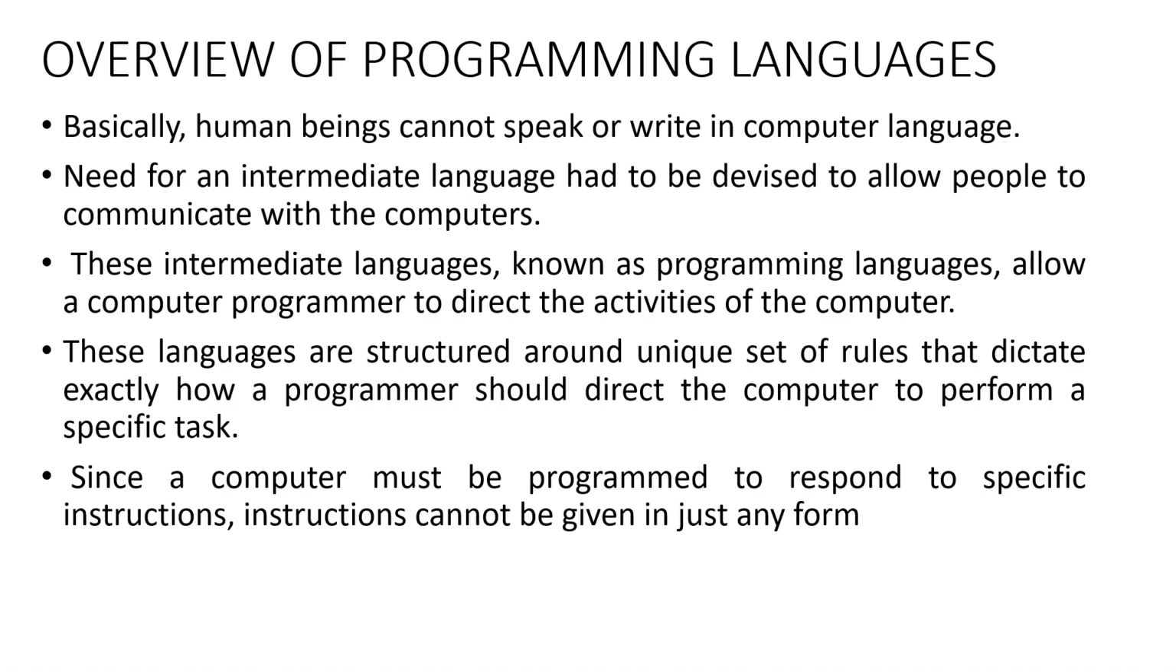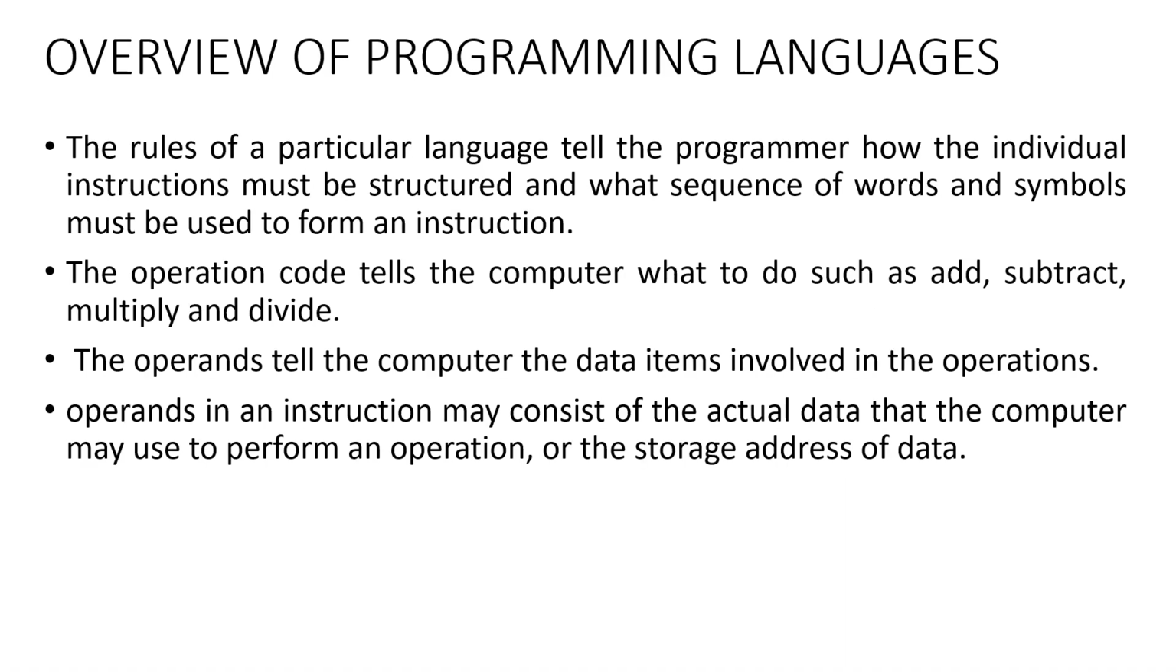Then we moved on to talk about operation codes, which can also be called opcodes, and these are what tell the computer what to do, such as add, subtract, multiply, divide. Then we also have operands. Operands tell the computer the data items that are involved in the operation. All these have been talked about in the last class.